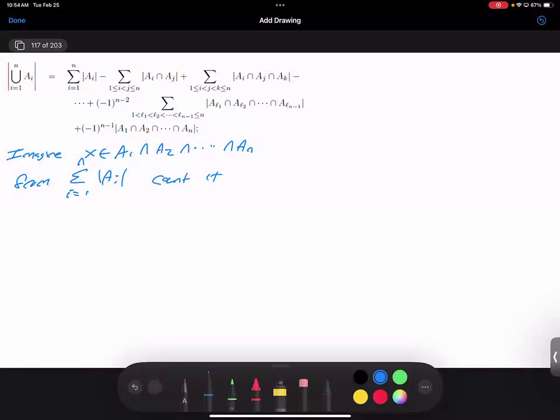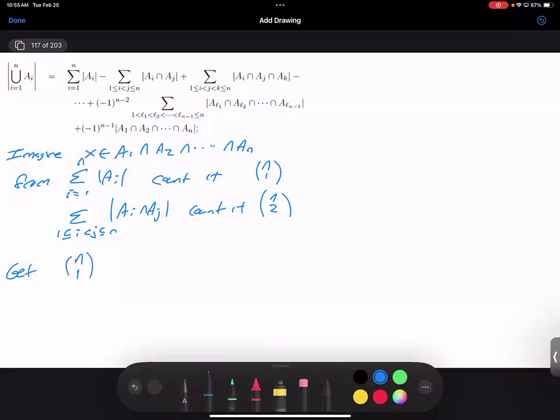N, but I don't want to write n, I want to write n choose 1. And then for the sum over 1 ≤ i < j ≤ n of Ai intersect Aj, we count it how many times? N choose 2. And so we get n choose 1 minus n choose 2 plus n choose 3 minus n choose 4, and so on. And then the last term is going to be plus (-1)^(n-1) n choose n.